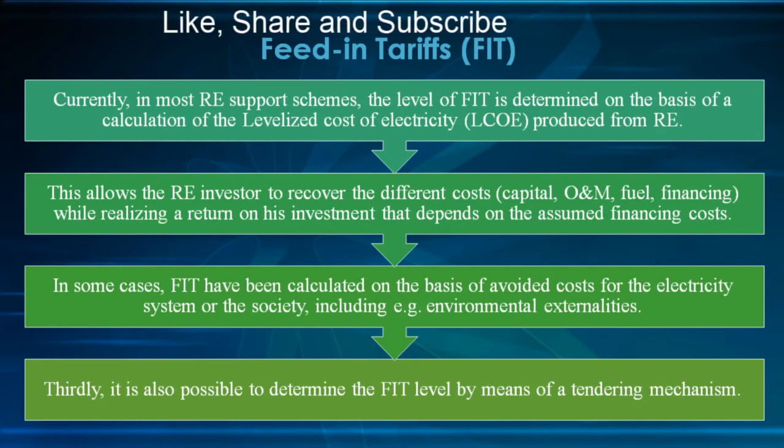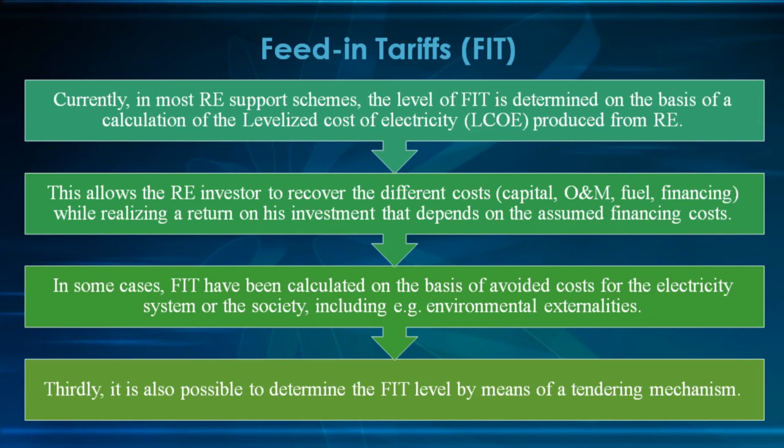Currently, in most renewable energy support schemes, the level of FIT is determined on the basis of a calculation of the levelized cost of electricity produced from the renewable energy. This allows the renewable energy investor to recover the different costs like capital investment, operation and maintenance, fuel and financing, while realizing a return on the investment that depends on the assumed financial cost. In some cases, the feed-in tariff has been calculated on the basis of avoided cost for the electricity system or the society, including, for example, environmental externalities.